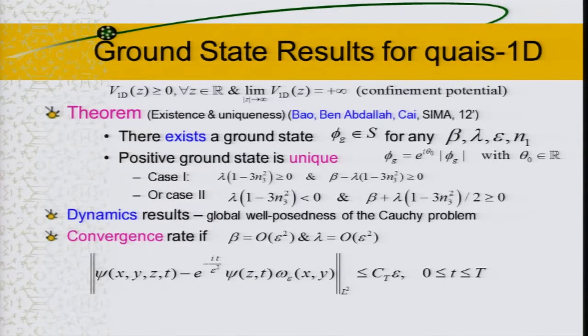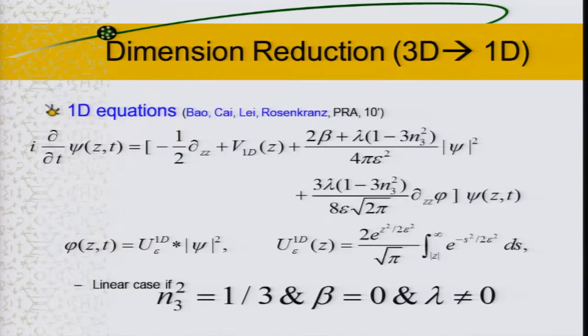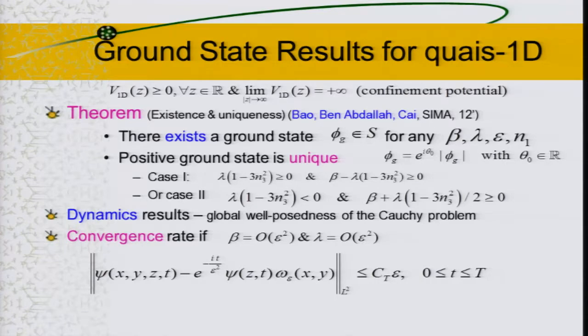Okay, we can do some dynamics, and prove some convergence rate. This psi is the solution of the 3D problem. This little psi z is the solution of this 1D problem, and they converge linearly when epsilon goes to zero.